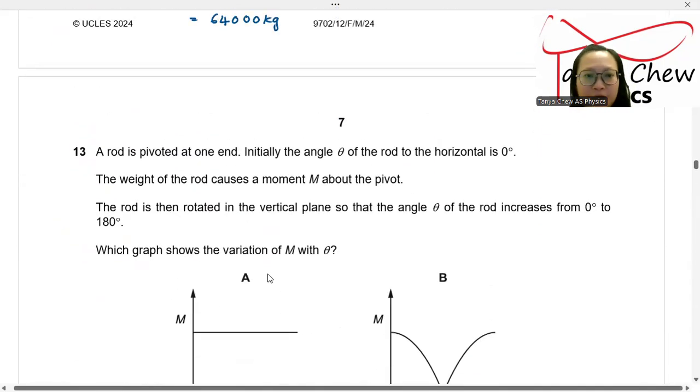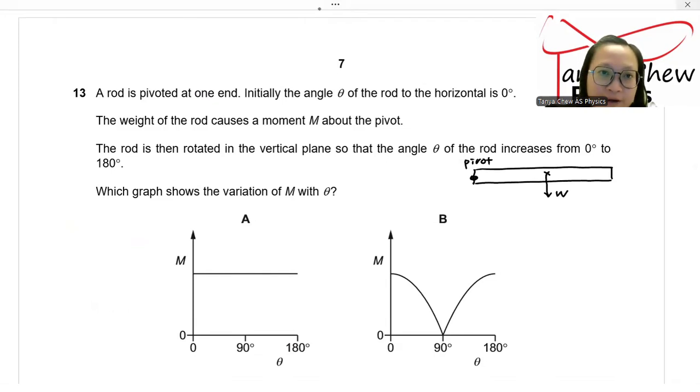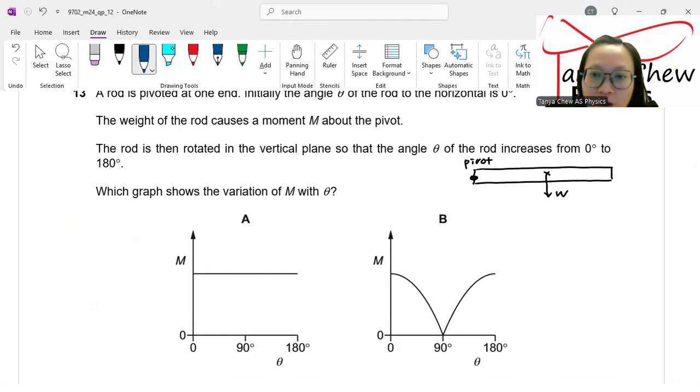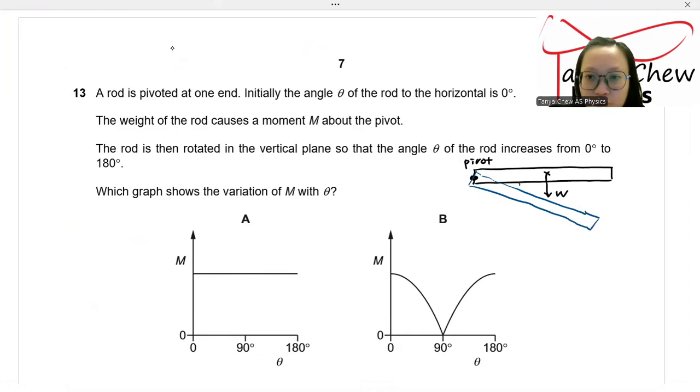Now, number 13. A rod is pivoted at one end. Initially, the angle theta of the rod to the horizontal is 0. Okay, I draw the rod. This is a rod. This is the pivot. The weight of the rod causes a moment. This is the weight of the rod. Weight causes a moment M about the pivot. The rod is then rotated. Okay, start from 0 angle, rotated 180 degrees, right? So keep on moving the rod till the rod will move like this. Can you see that? Okay, so you got to get the theta here.